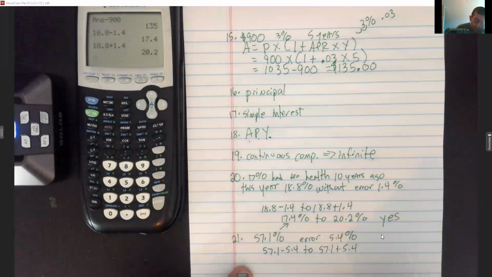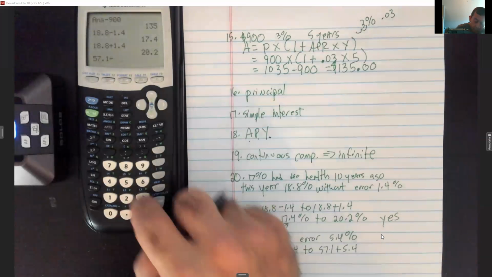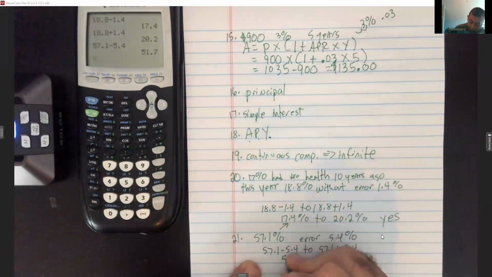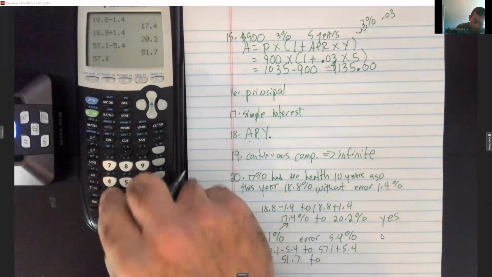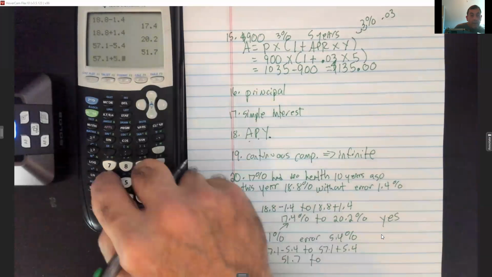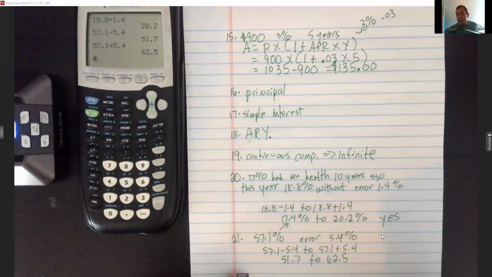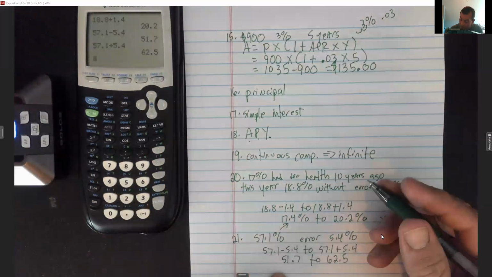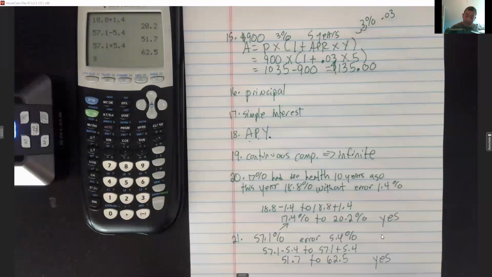So let's see what we get. 57.1 minus 5.4 gives me 51.7 to 57.1 plus 5.4 is going to give me 62.5. So since our lowest value is 51.7, which is over 50%, which is what you need to win the majority, yes, they should be concerned.